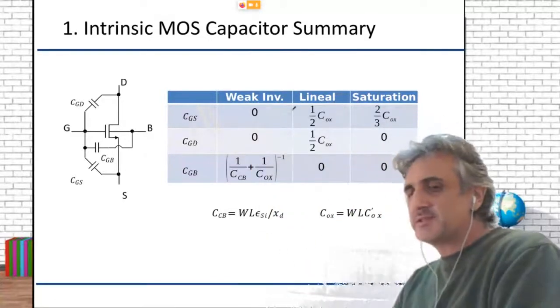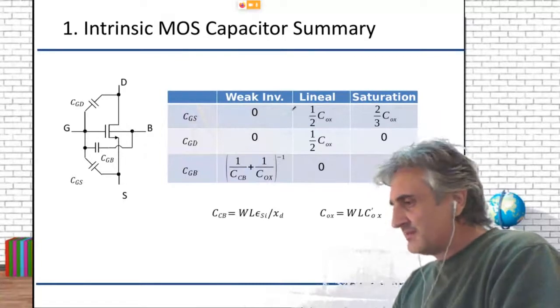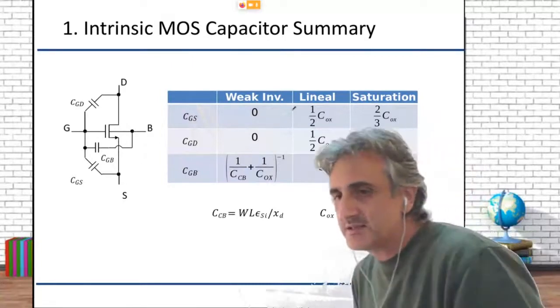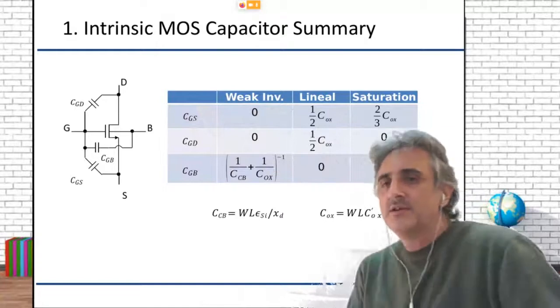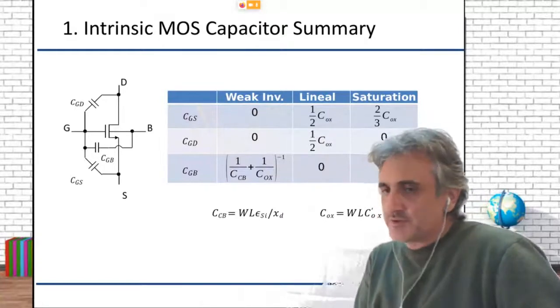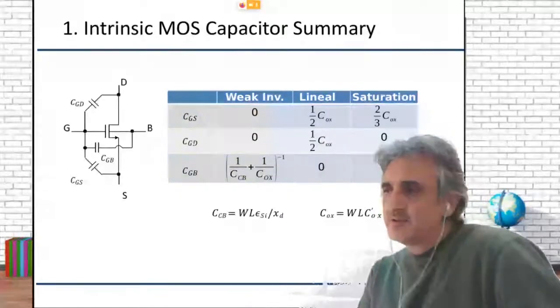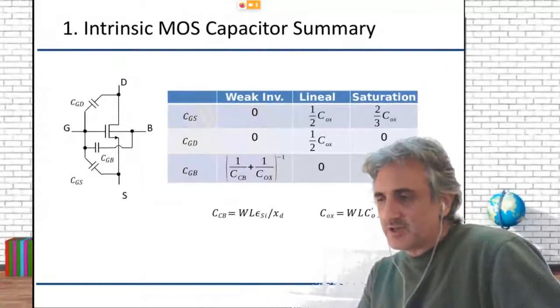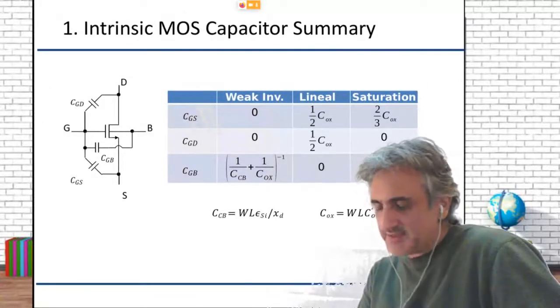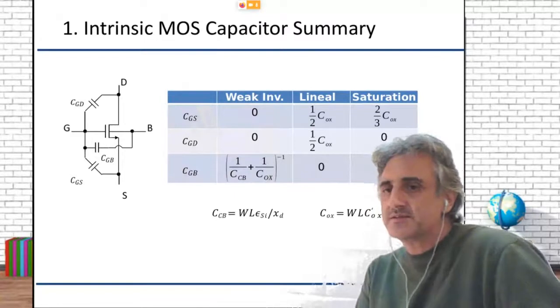These are the capacitances that are unavoidable because they are there just because the MOSFET is charge based. So the control is based on charge. When we have control based on charge, it's mandatory that we have these capacitances.